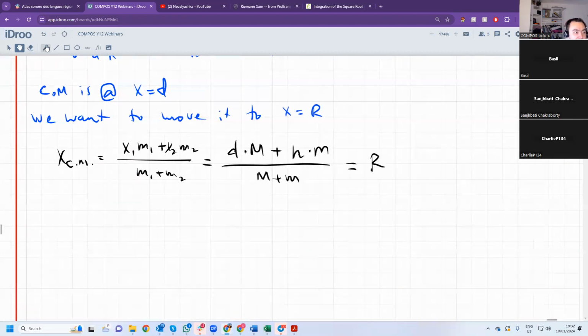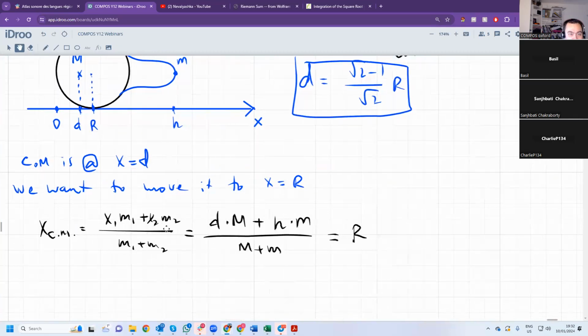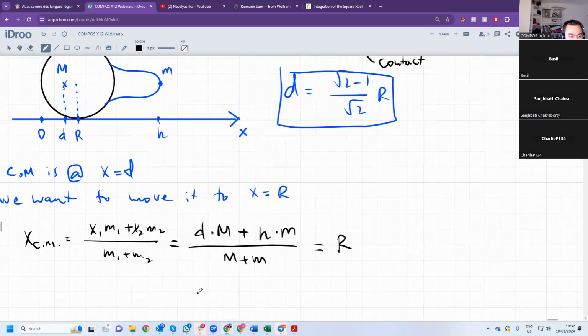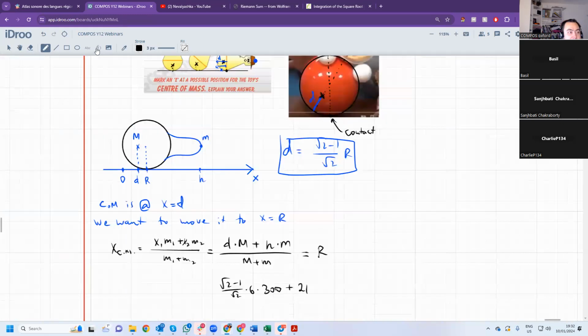And now we just substitute what we already know. So D is square root of 2 minus 1 over square root of 2 times 6 times M, which is 300, plus H is 21, I believe.